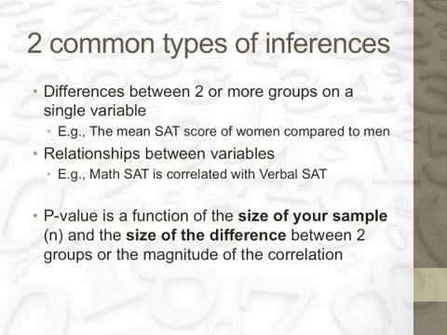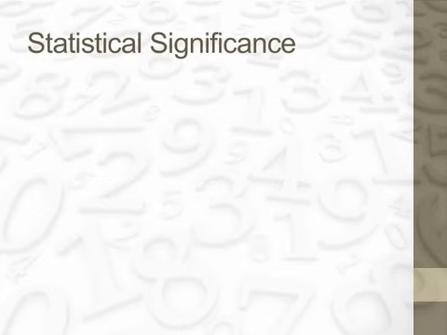And the p-value technically is just a function of the size of your sample, so the number of people who respond to your survey or the number of cases that you have in your data set, as well as the size of the difference between the two groups, or the size of the relationship between maybe math and verbal score. So this is getting a little technical. I'm never going to have you calculate a p-value, but if you're wondering what the heck a p-value is, essentially it's a function of your sample size, as well as the relationship you calculate between those two or more variables.